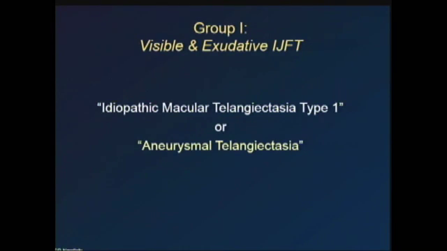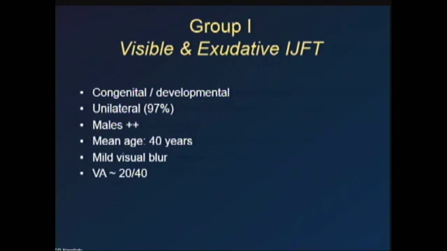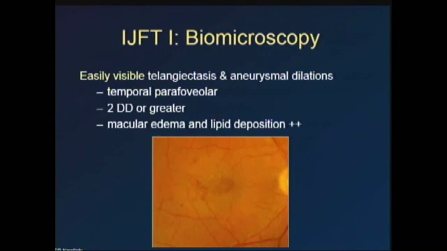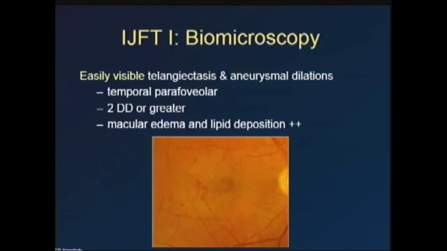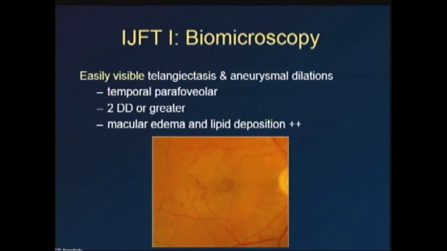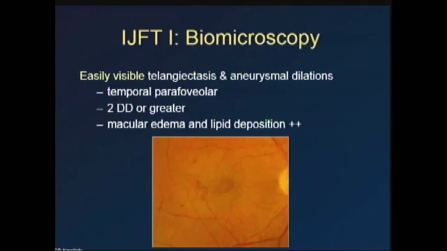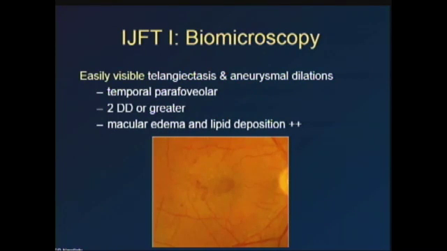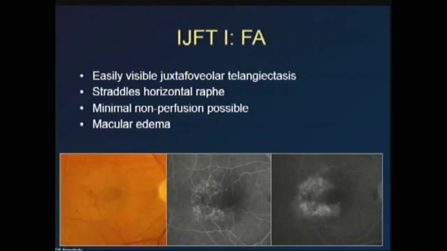So the first type is the unilateral aneurysmal, exudative, visible telangiectasia in one eye. And usually it happens in males, and the mean age is around 40 years. People will complain of visual blur, and the vision is usually around 20/40. And what you see are visible telangiectasia, most of the time at the temporal part of the fovea. And because they are aneurysmal and exuding, they are associated with macular edema and with lipid, okay?